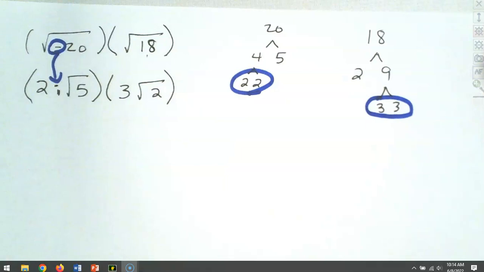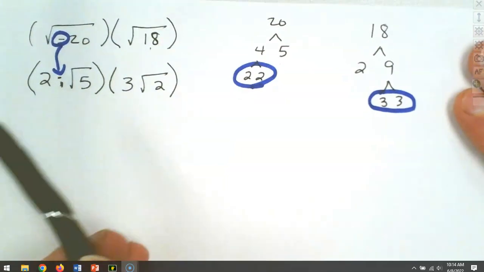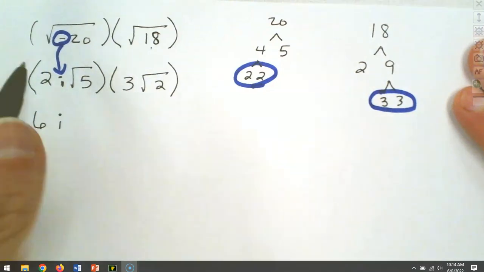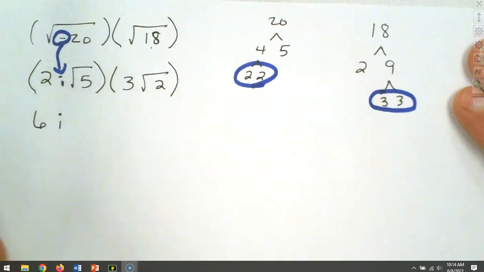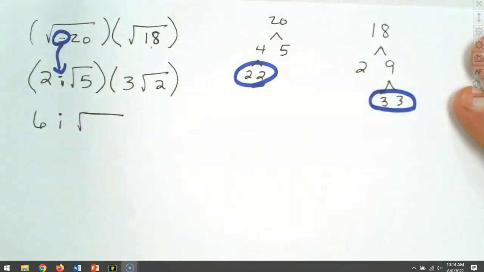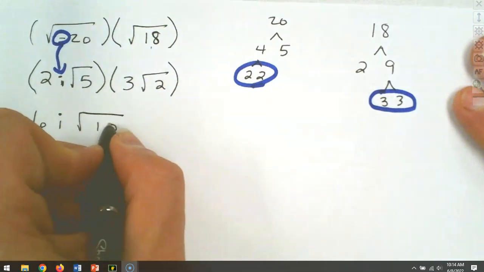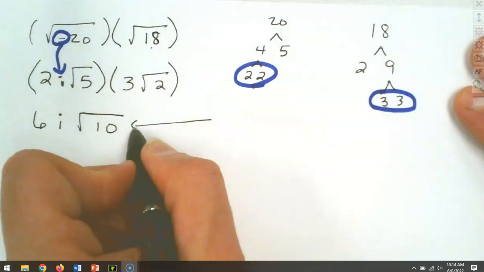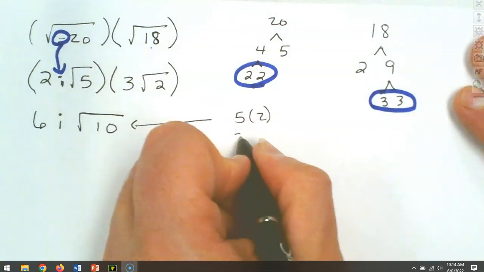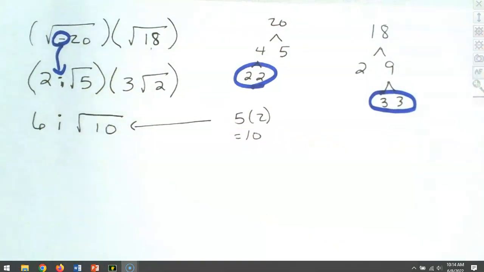Now we multiply. 2 times 3 makes it 6. We have a single i, so that stays there. So just multiply these together. What about underneath the root? What's going to be underneath the root? 10. Why is it a 10 underneath the root? Because that comes from 5 times 2, which is the 10.